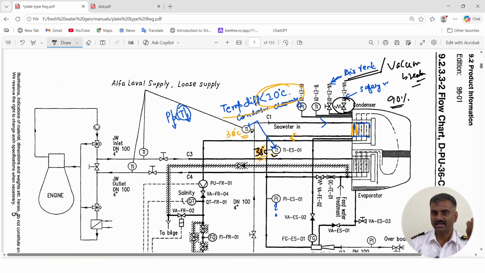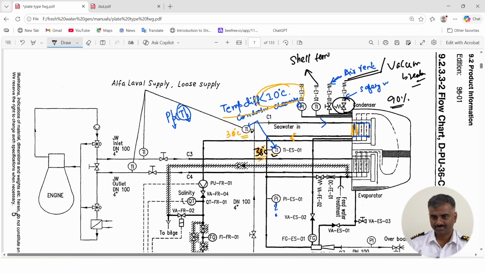What consequence will happen, do you think? We will discuss later on. What consequence can happen if you leave the vent valve closed and we don't open it when the freshwater generator is stopping? Then you have got a temperature indicator. This is for the shell temperature.